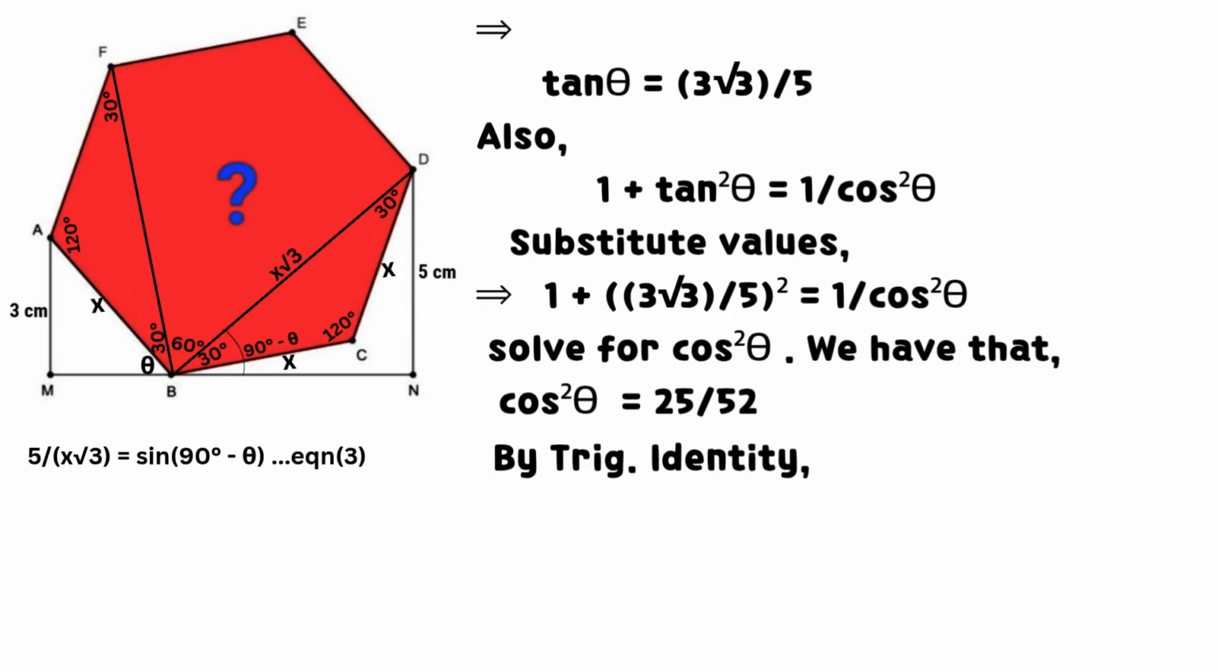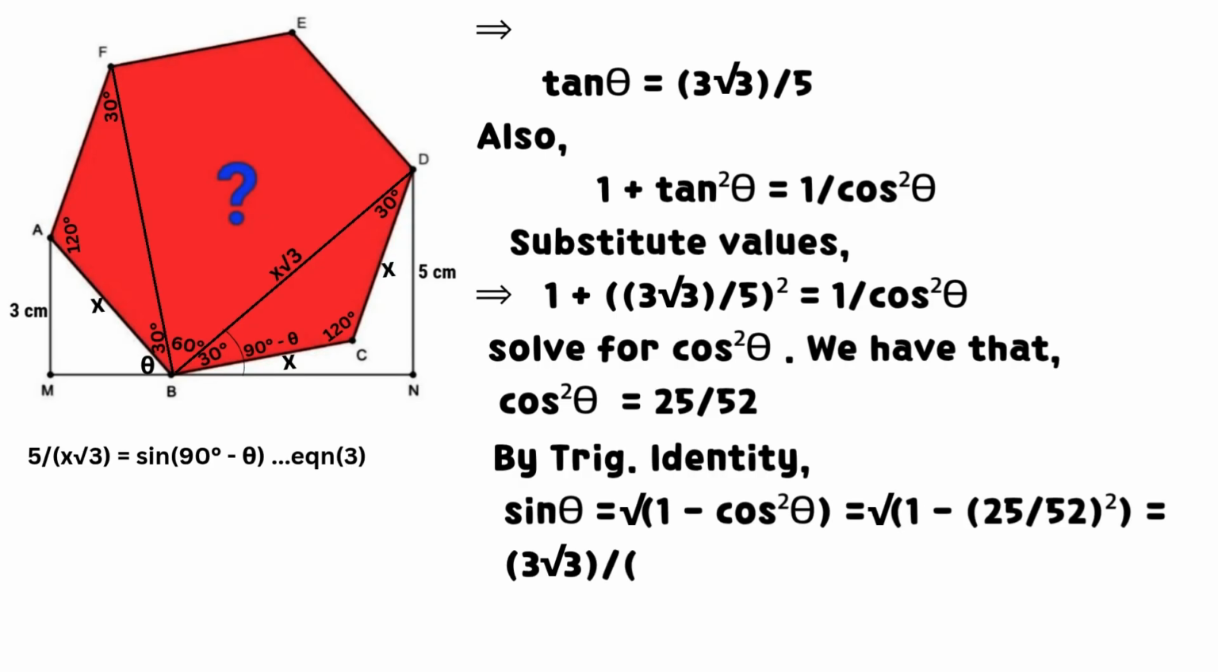By trigonometric identity, sine theta equals the square root of 1 minus the square of cosine theta, which equals 3 times the square root of 3, all divided by 2 times the square root of 13. After simplification of substituted values.